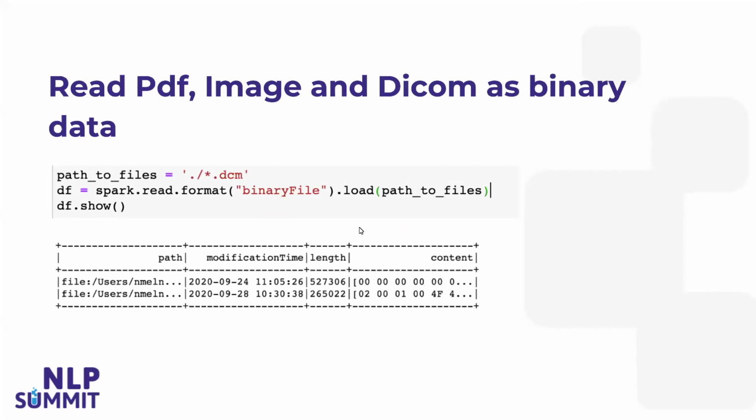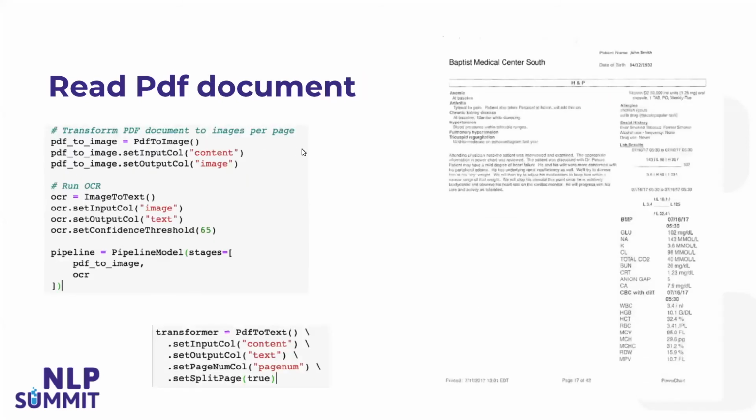And let's look at more examples. For reading image, PDF, and DICOM documents, we are using the binary file data source of Spark. And after that, we will be able to read them using the PDF to image or PDF to text transformers. PDF to image we need to use for scanned documents, and PDF to text for selectable PDFs, which are already digitized or which were originally in text format.